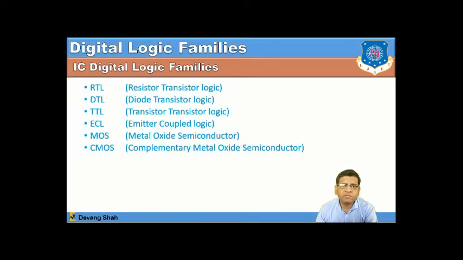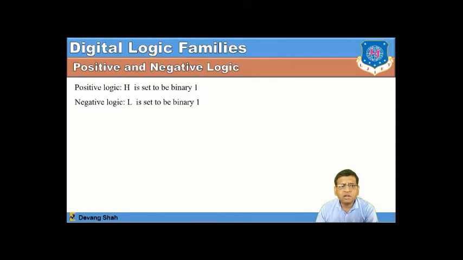So based on that, we are going to realize different kinds of logic gates like basic logic gates, universal logic gates, and exclusive logic gates, which you can design with the help of either RTL, DTL, TTL, ECL and CMOS, right? So we'll first start with what is positive and negative logic.